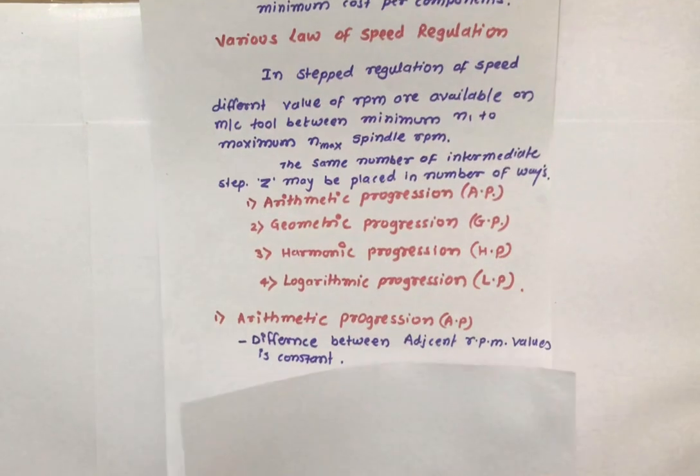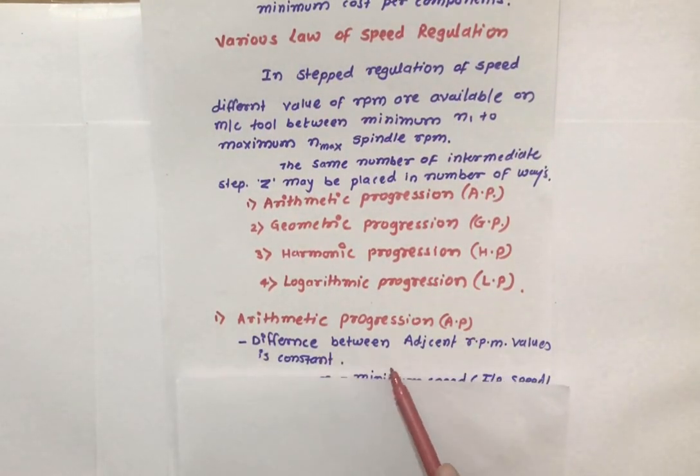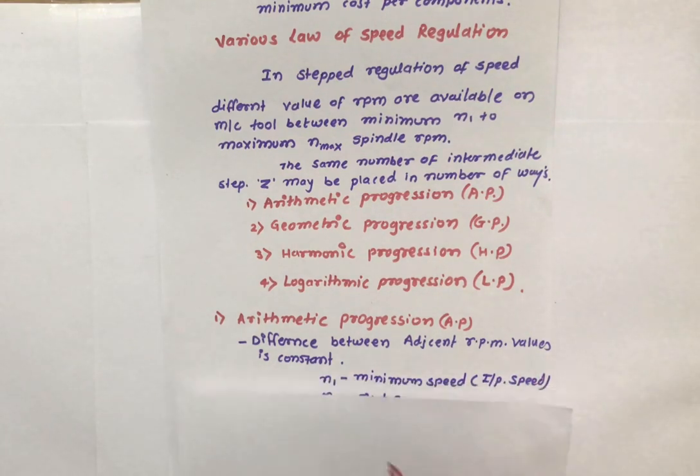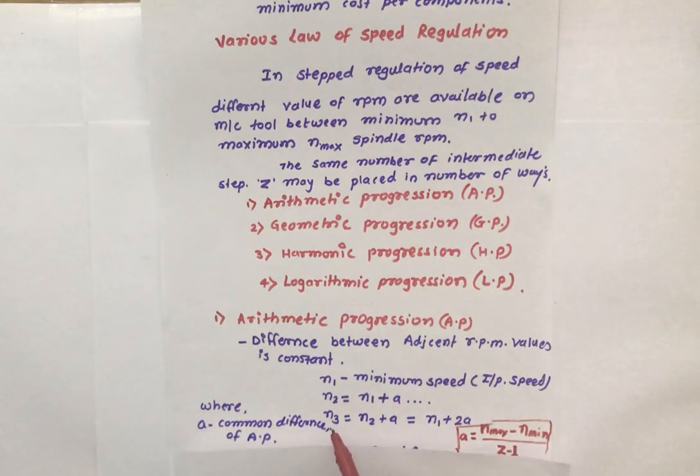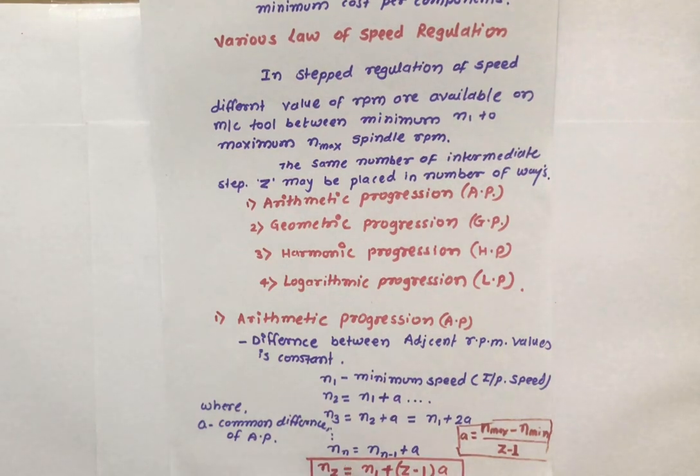Now we will see the first, that is arithmetic progression. The difference between adjacent RPM values is constant. Assume N1 is the minimum speed, that is input speed, N2 will be N1 plus A, where A is the arithmetic progression difference. Similarly, N3 will be N2 plus A, that is N1 plus 2A. By putting N2 here, you will get N1 plus 2A. The generalized formula is Nz equals N1 plus (Z minus 1) times A, where A is the arithmetic common difference. So A is equal to (N max minus N min) upon (Z minus 1), where Z is the number of steps, meaning 12 speed gearbox, 9 speed gearbox, 6 speed gearbox, like this. So Z is 12, 6, 9.